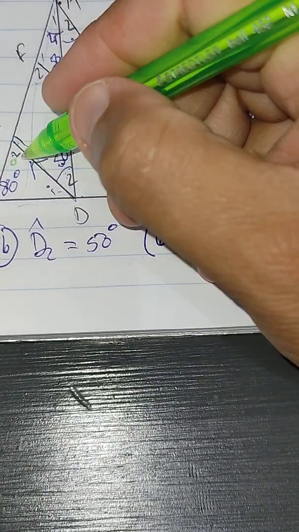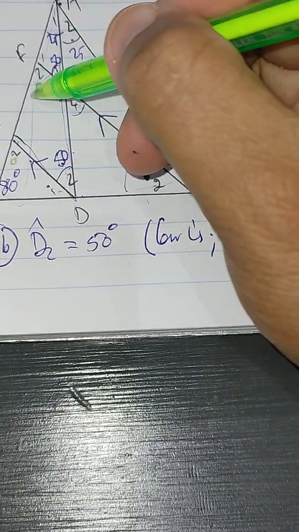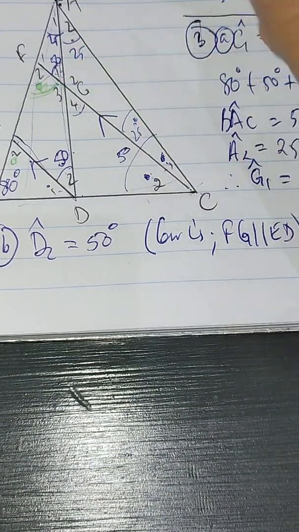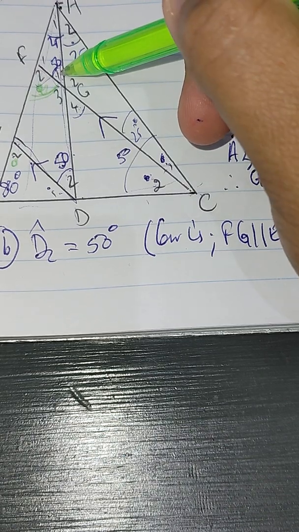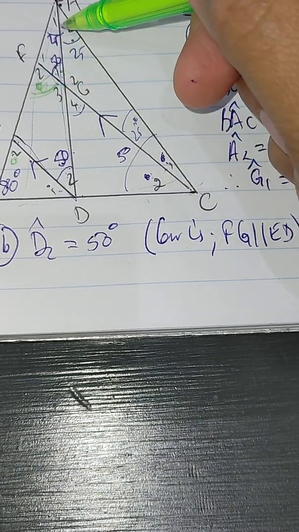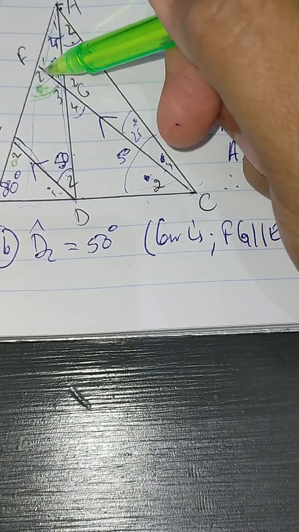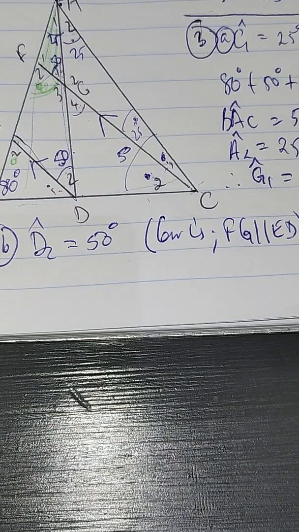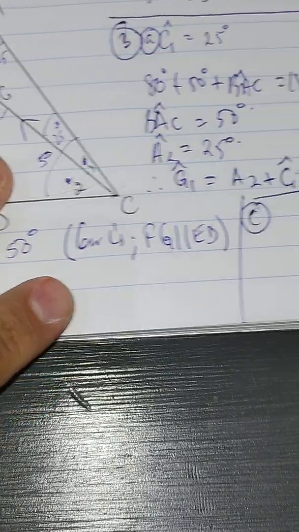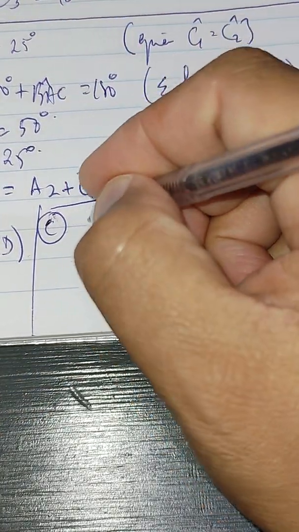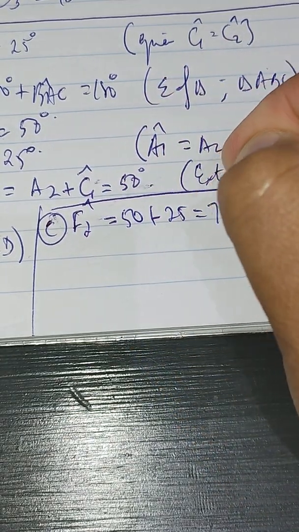So angle E2 is the same as angle F2. Why? It means corresponding angles. Okay. But you see F2 is also equal to 25 plus this here. Can you see that? F2 is equal to 25 plus 50 degrees. Why? Exterior angle of triangle. Can you see that? Of this triangle here. Okay. So F2 is equal to 25 plus 50, exterior angle of triangle. Let's write that down. So angle F2 is equal to 50 degrees plus 25 degrees, which is 75 degrees.